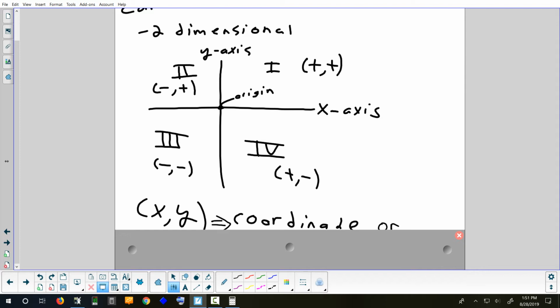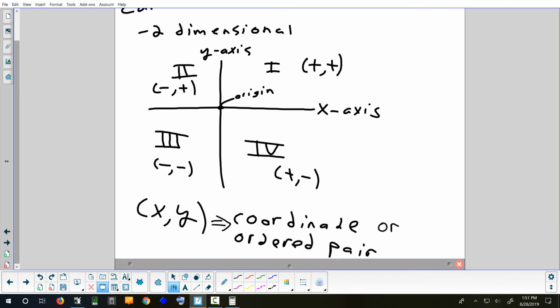No. Think of, does it matter if you switch X and Y? Like 3, 2, and 2, 3? So what's important there? The what? Order. Okay, so go with that. Ordered pair. Ordered pair, there we go, nice. In a 3D coordinate, you call it an ordered triple. But since it's only 2, it's an ordered pair.